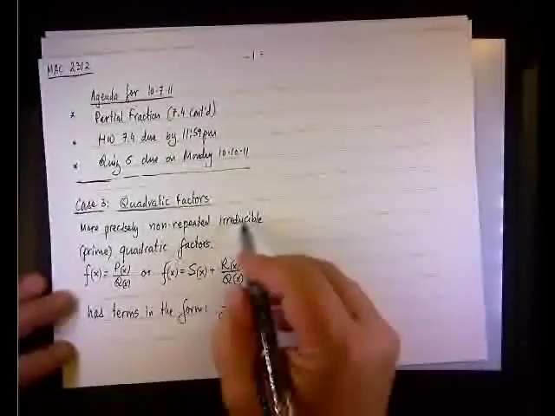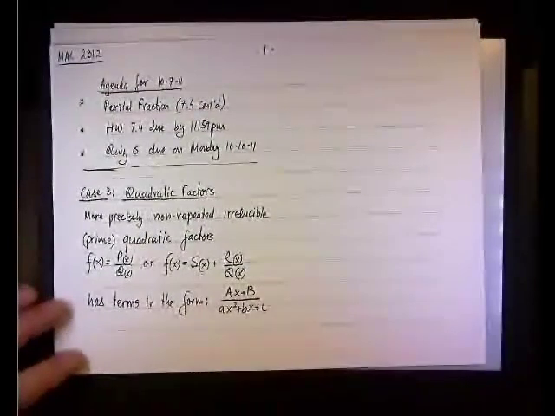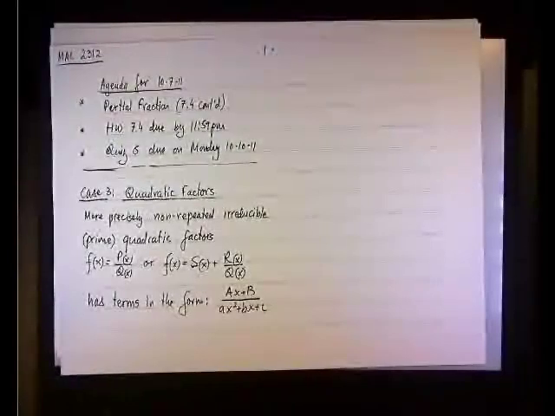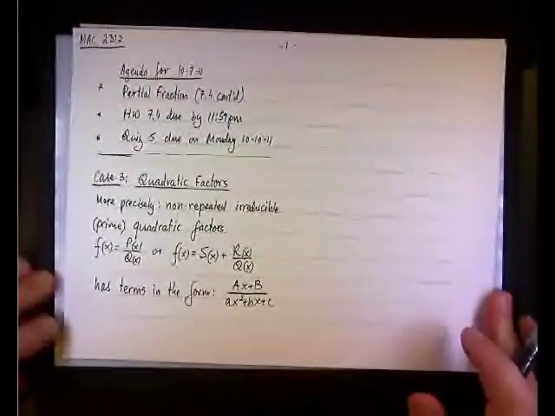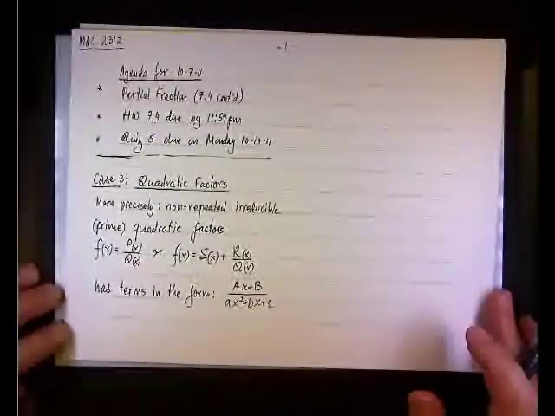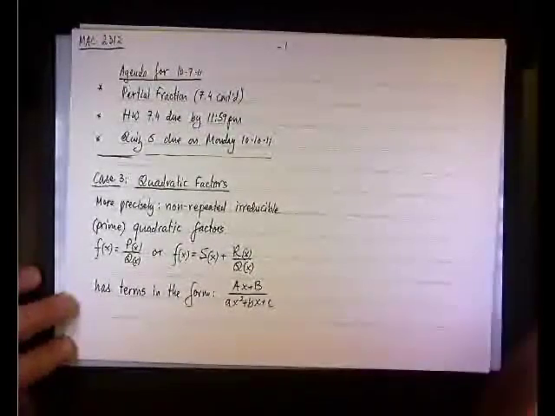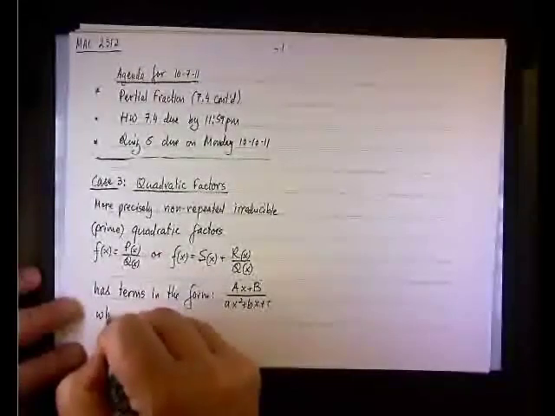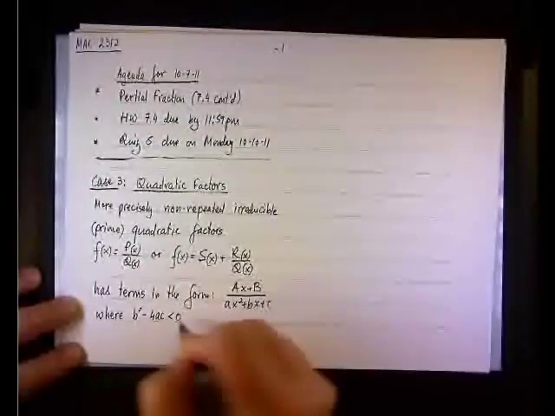Now we use the term irreducible or prime quadratic factors, and we know that we can actually factor a quadratic function, but we can factor it only when the discriminant b squared minus 4ac is positive or 0. If the discriminant is negative, then we cannot factor, and the quadratic function is prime or irreducible. So the condition here is b squared minus 4ac is negative.